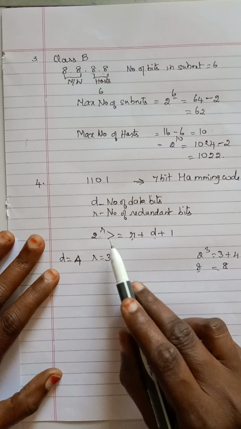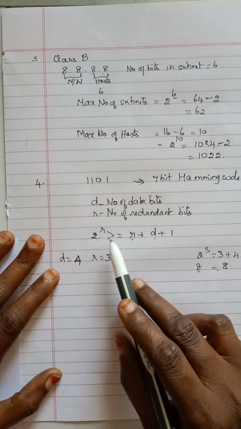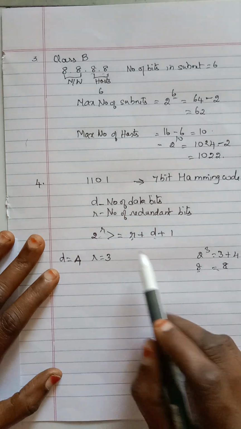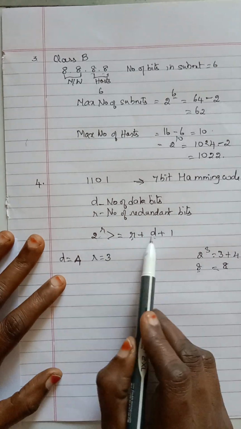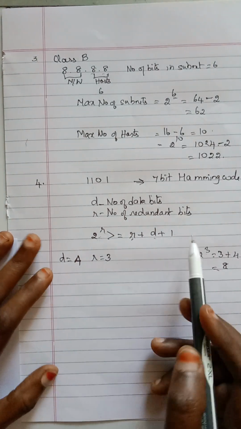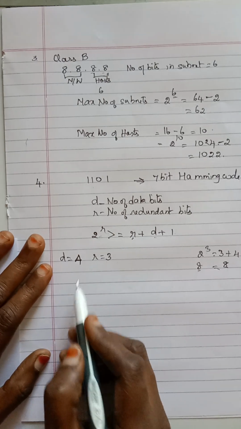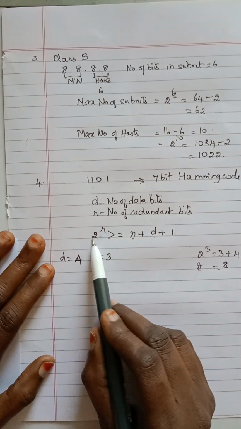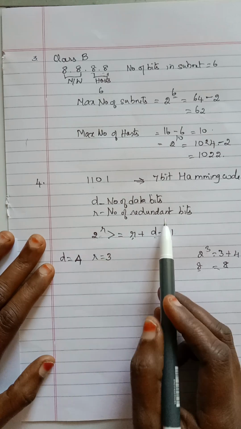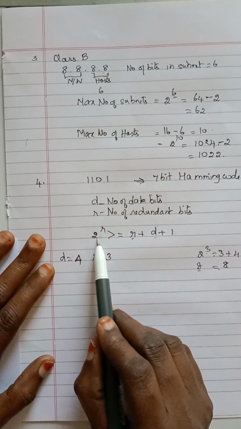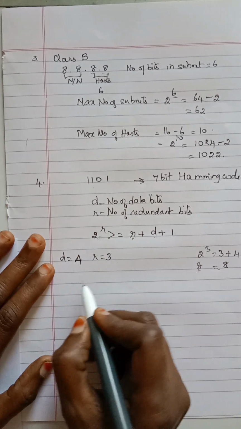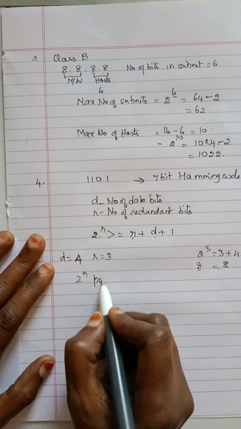So this only satisfies the condition. Any value less than 3 will get a lesser value only, so it won't satisfy this condition. This condition should be satisfied. Next we'll form the Hamming code. Another thing: these redundant bits have to be added in the 2^r positions.